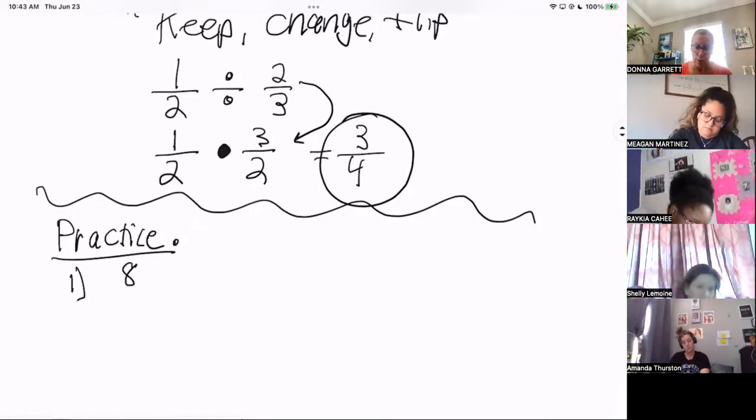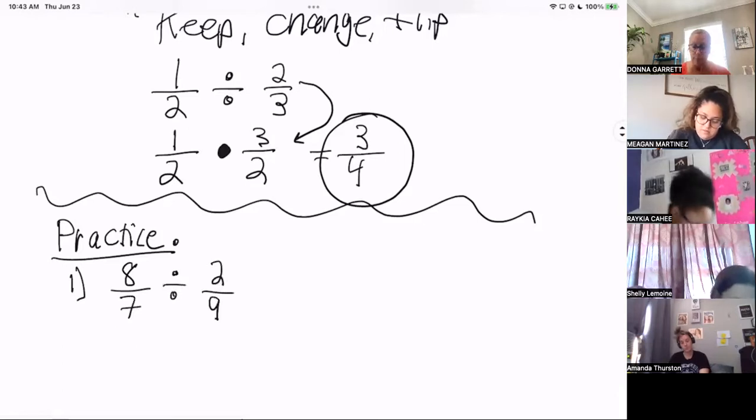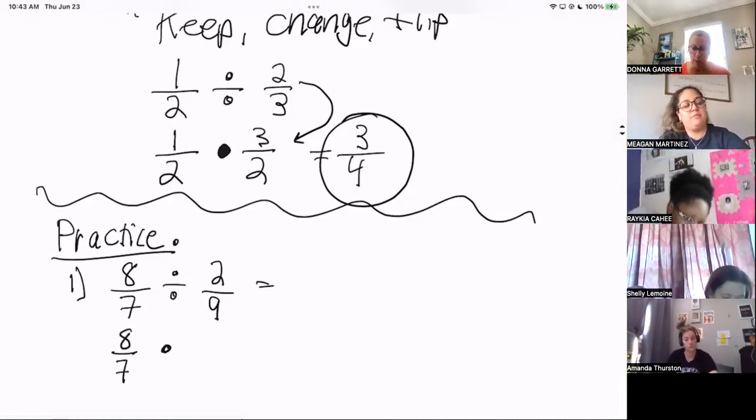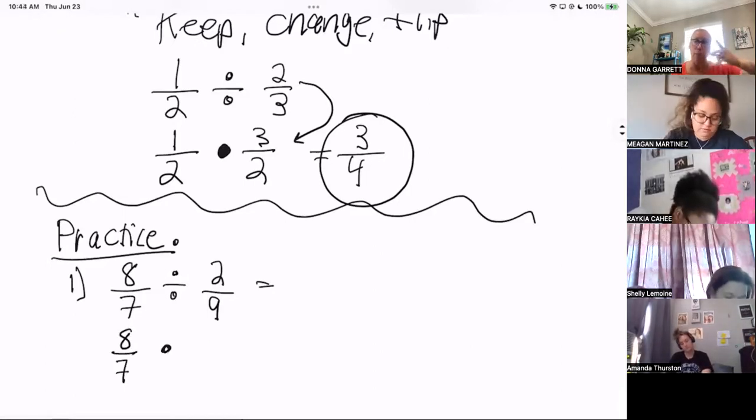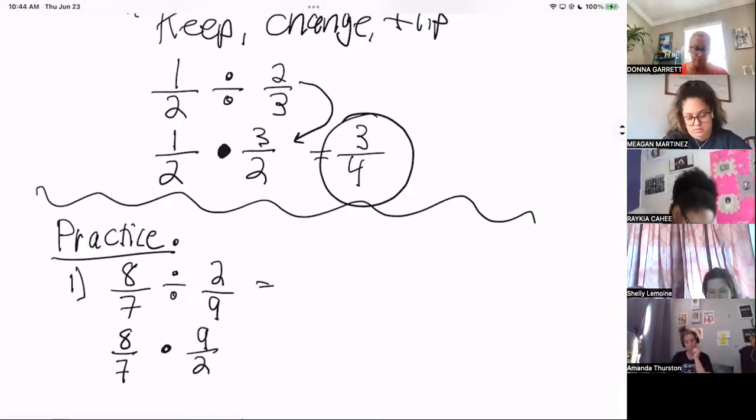Okay, 8/7 divided by 2/9. Now, we're going to do keep, change, flip. So I keep my first fraction. I change my divide to multiply, and flipping means reciprocal. I'm just going to flip it, which means reciprocal. So the 9 goes on top and the 2 goes on the bottom.